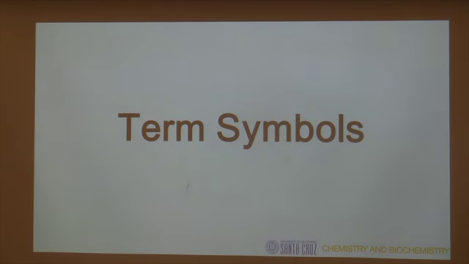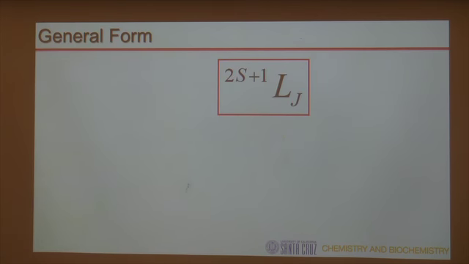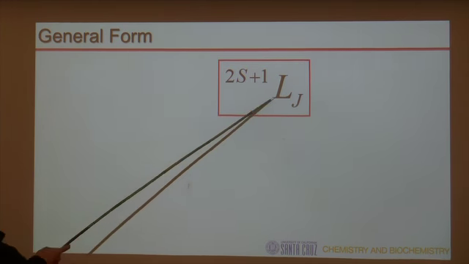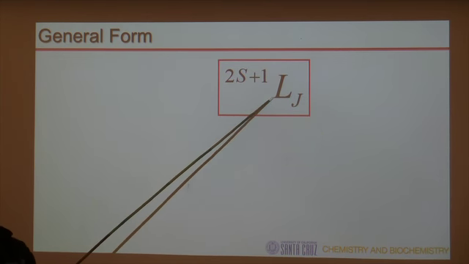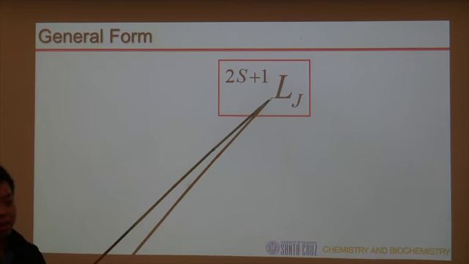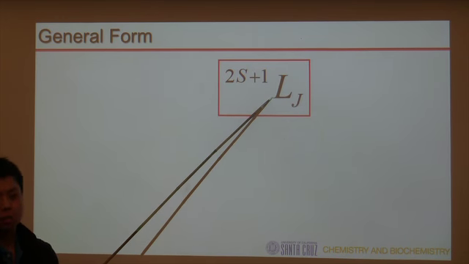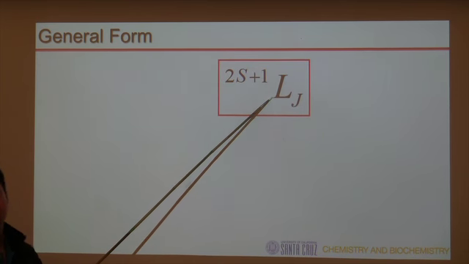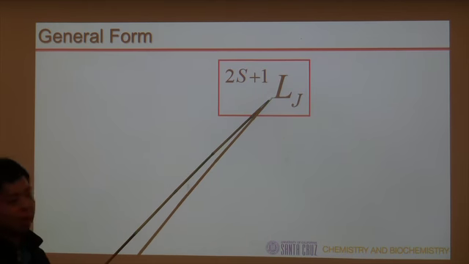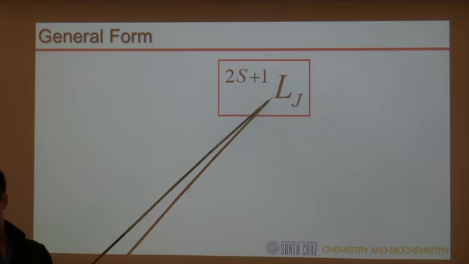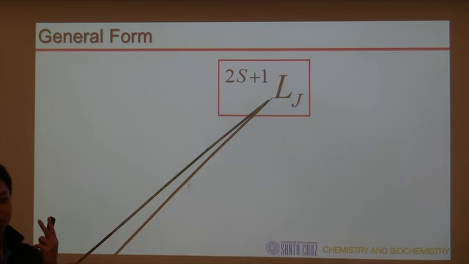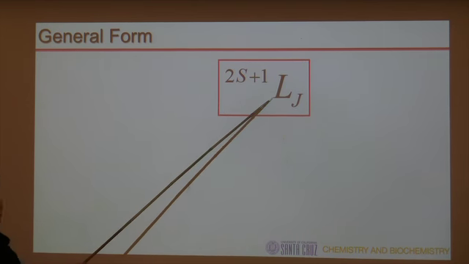So the last part is about term symbols. We already talked about them for hydrogen atoms, so hopefully this will be easier. In general form, we mentioned last time, 2S plus 1, L, J. What's the name for capital L? Total orbital angular momentum quantum number.